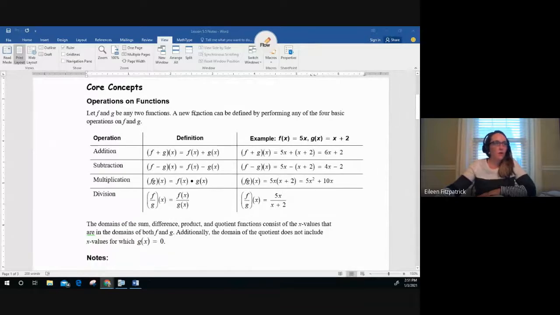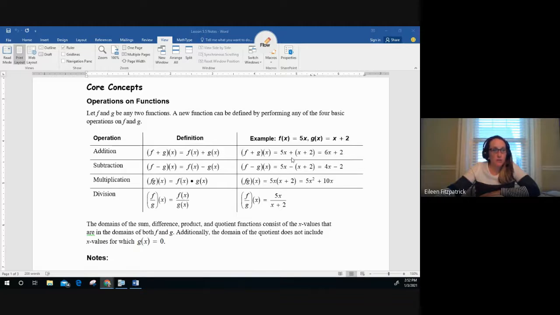Okay, so we are going to look at how to add, subtract, multiply, and divide functions, operations on functions. Let f and g be any two functions. A new function can be defined by performing any of the four basic operations on f and g. All right, so you can see the example: f of x is given as 5x and g of x is given as x plus 2. So if we're adding the two functions, you add 5x plus x plus 2 and obtain 6x plus 2.